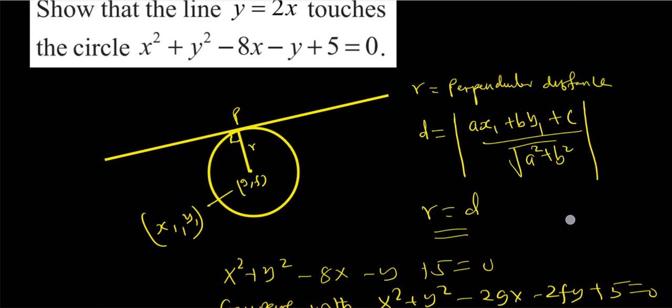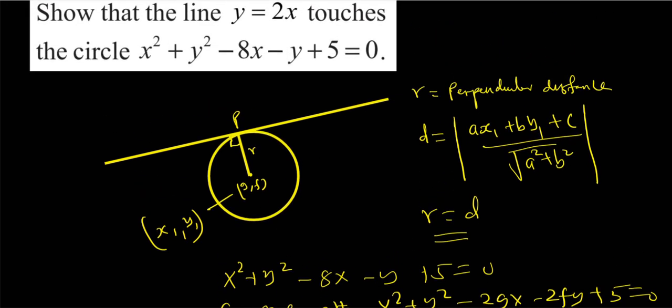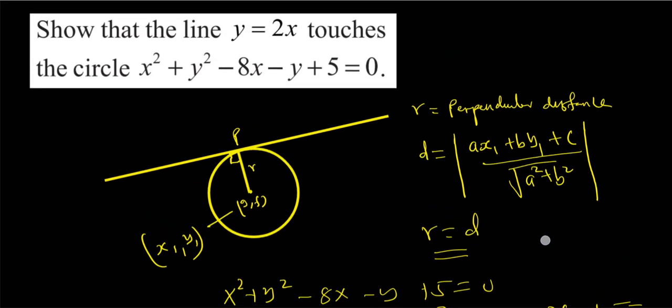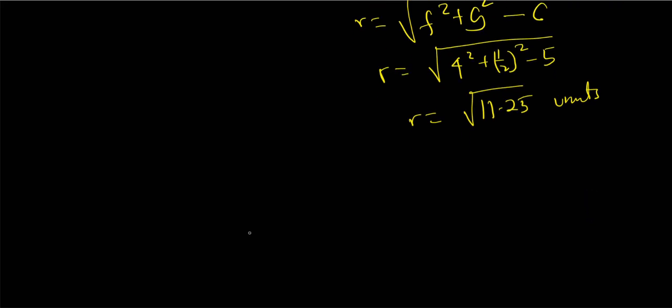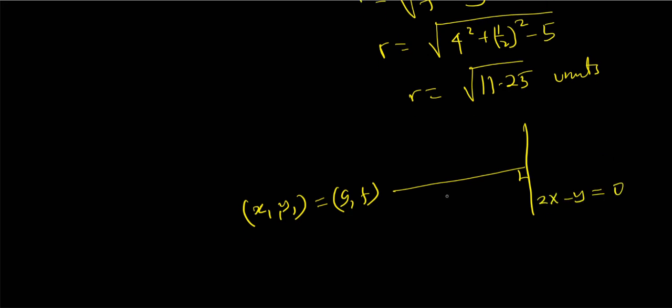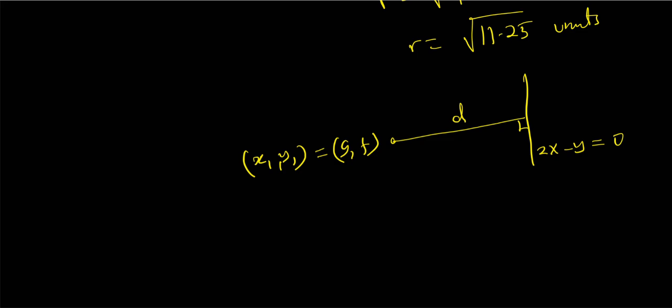Now let's get back to the question and find the distance d, the perpendicular distance. x1, y1 is our center, and our line is y equals 2x. So let's write it this way: 2x minus y equals 0. All terms must be on one side. So this is our d, from the center to the tangent line. Remember, if it is equal to the radius, then we say the line is tangent to the circle.